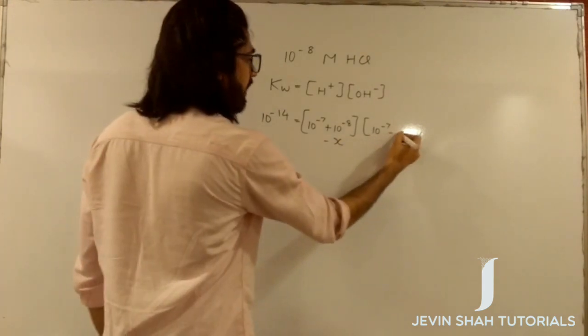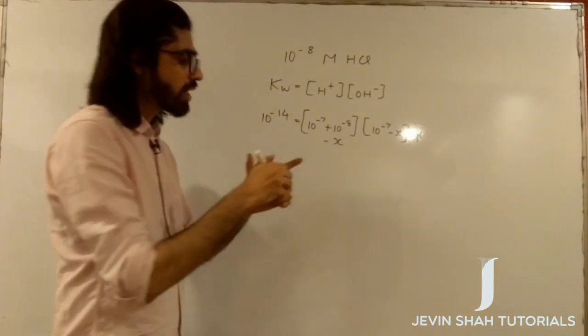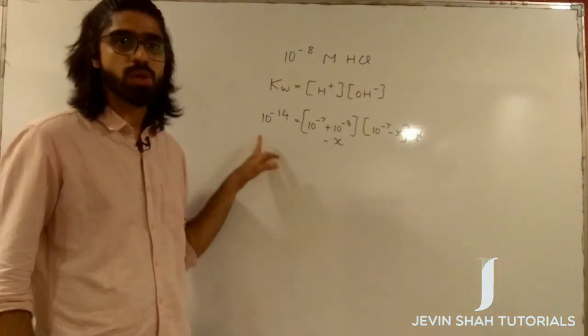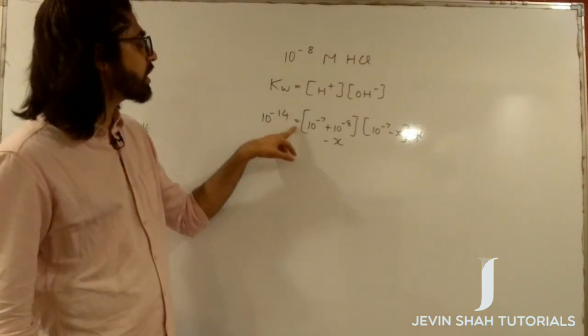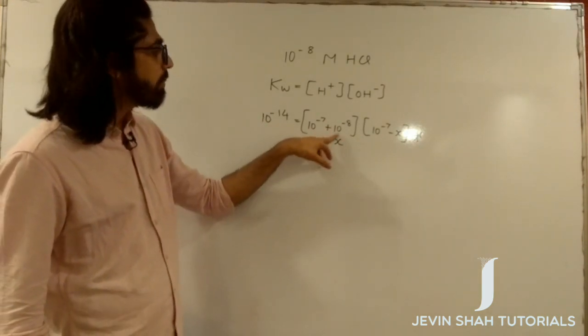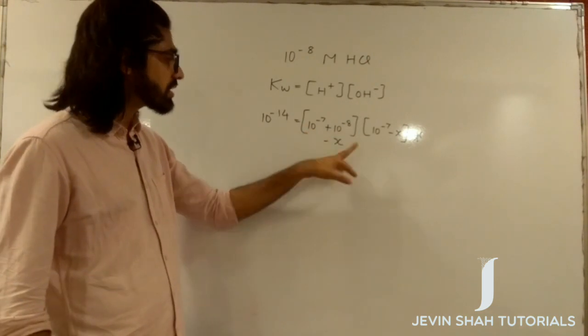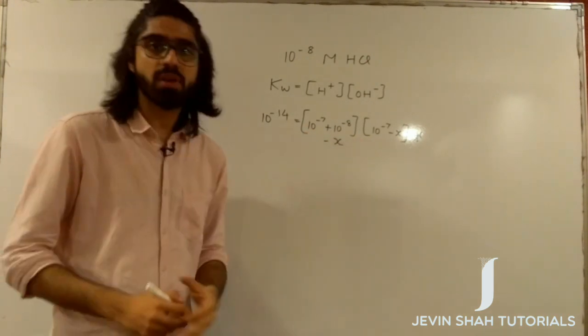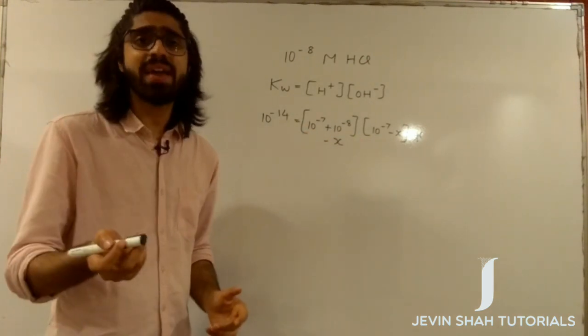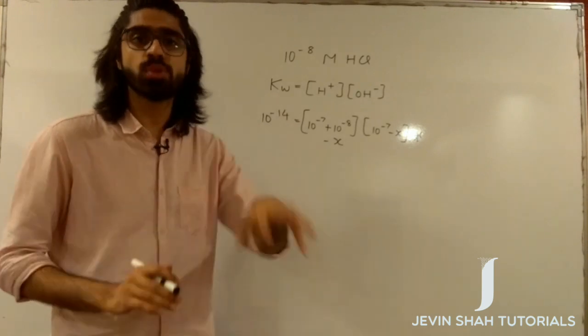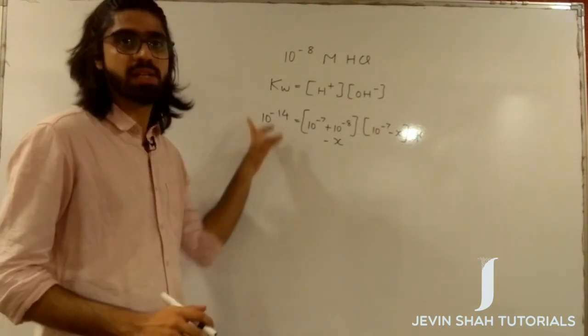So OH minus will be 10 power minus 7 minus X. Now you can actually solve the entire equation, that is 10 power minus 14 equals 10 power minus 7 plus 10 power minus 8 minus X, the full thing multiplied by 10 power minus 7 minus X, and get the X value. But that's not what you have to do. This is only a thing you need to understand.